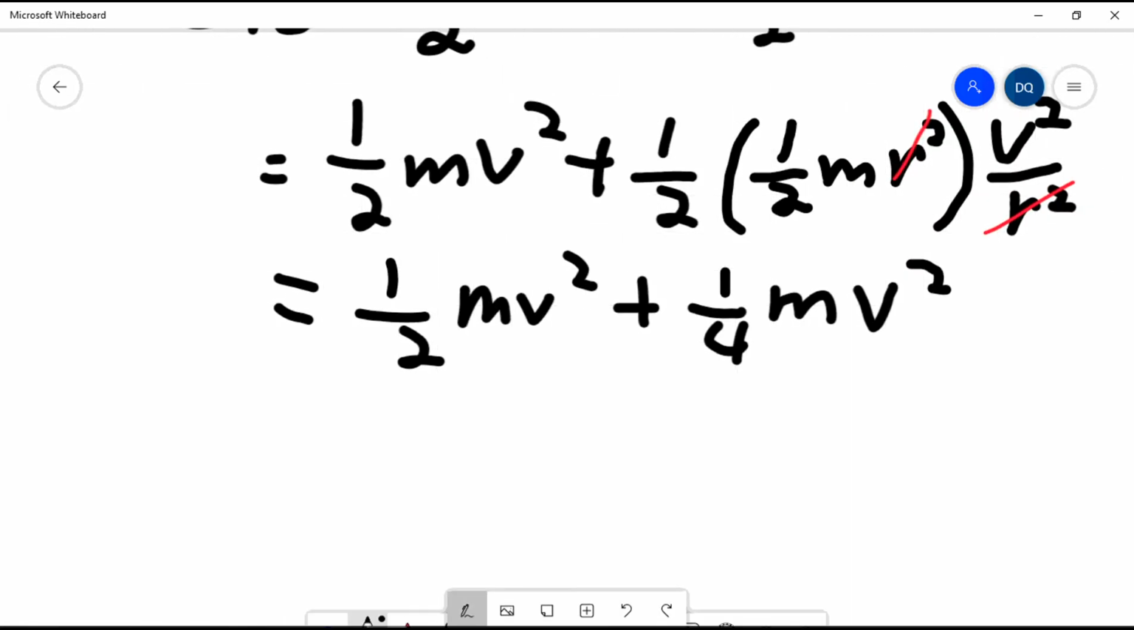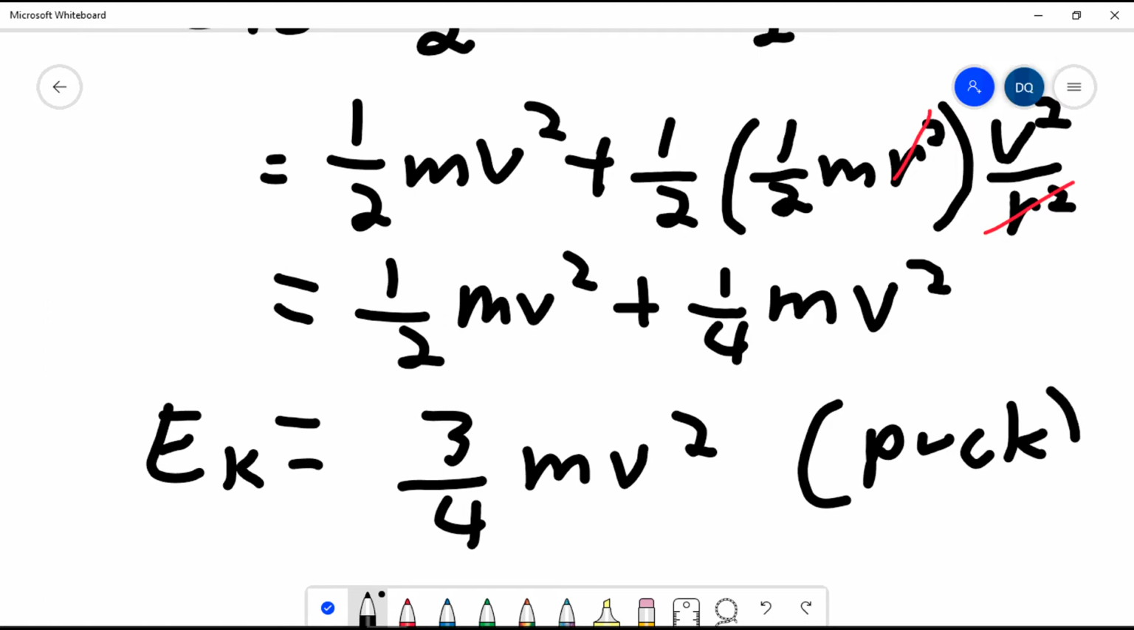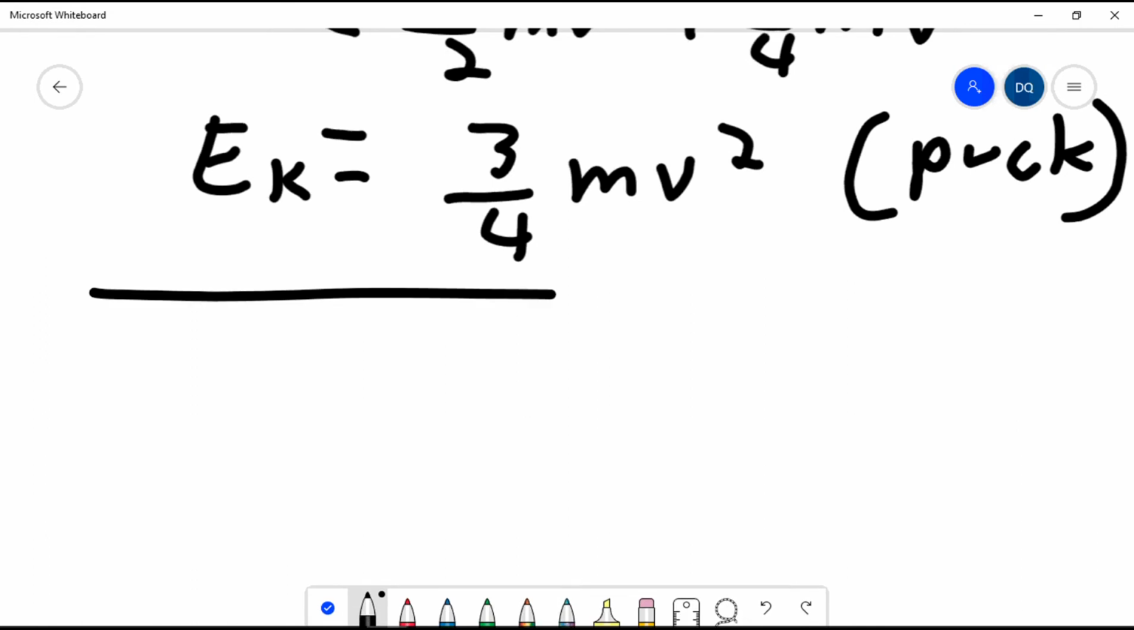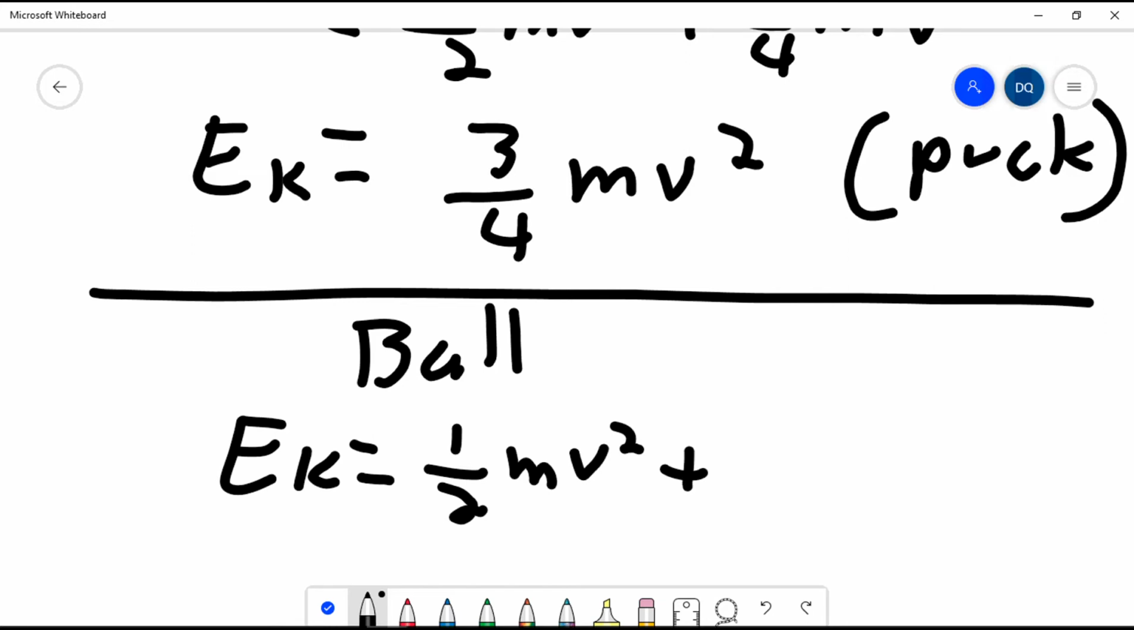So that makes the total kinetic energy of the puck equal to 3/4 mv squared. That's the total kinetic energy of the puck. So let us now consider the ball. So for the ball, its kinetic energy is its linear kinetic energy, which is half mv squared, plus its rotational kinetic energy, so that's half I omega squared.